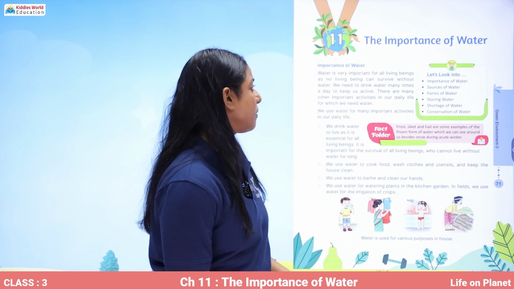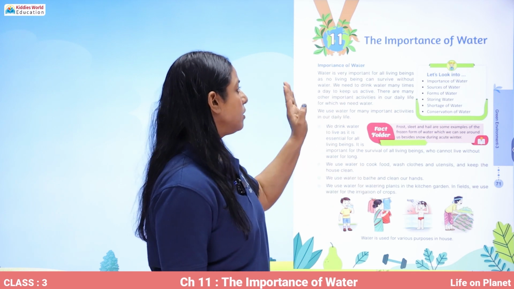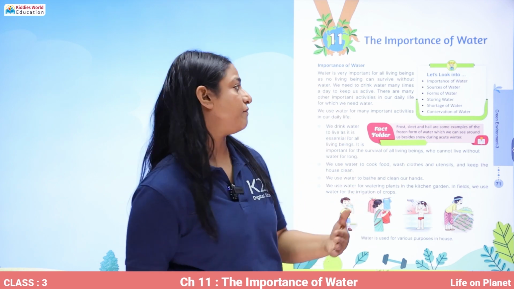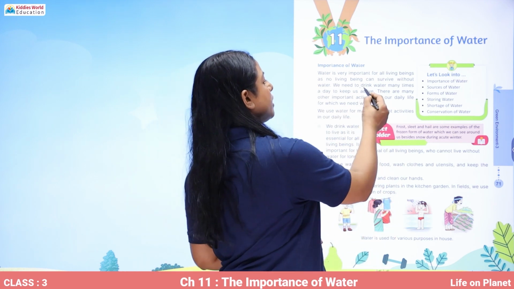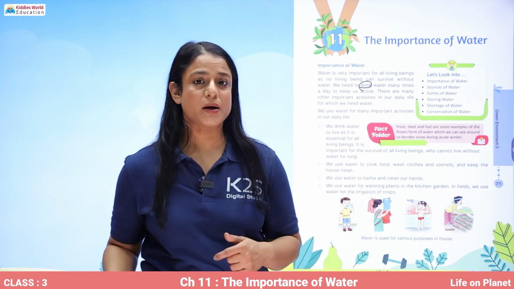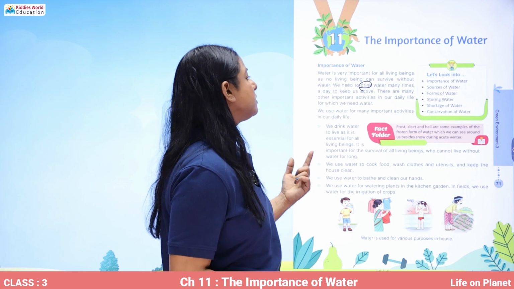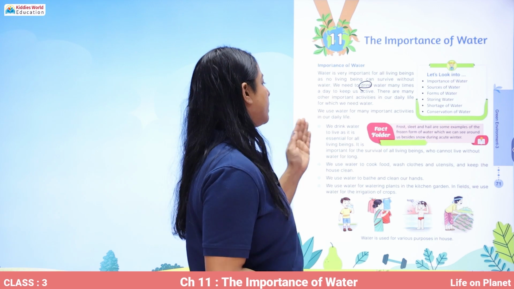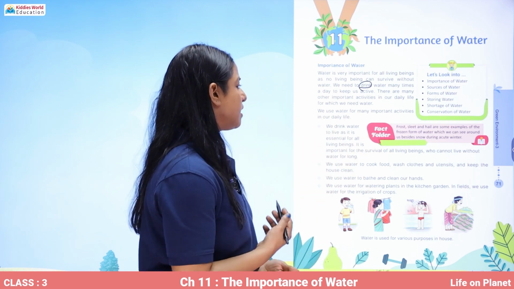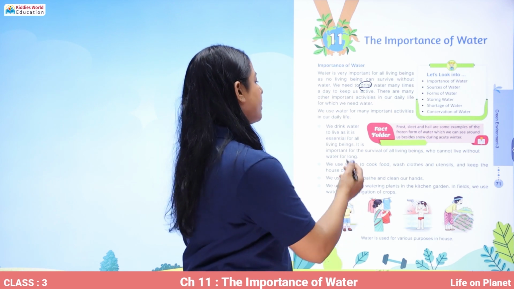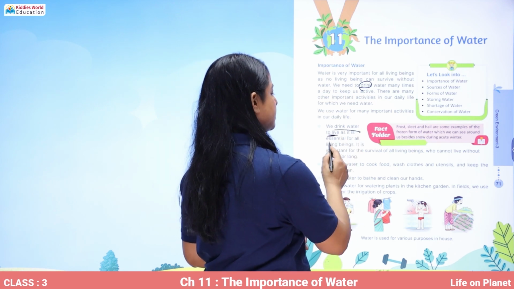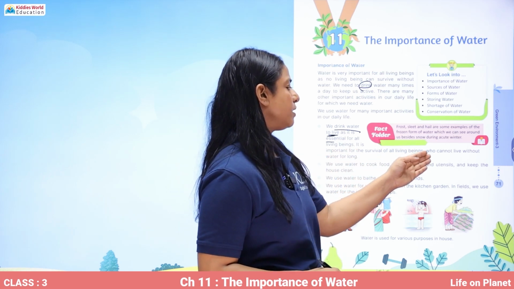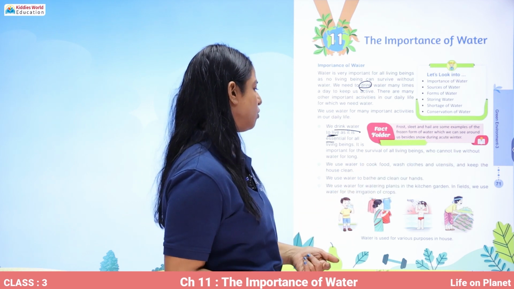Let's start reading this chapter. What is the importance of water? Water is very important for all the living beings, as no living being can survive without water. We need to drink water many times a day to keep us active. There are many other important activities in our daily life for which we need water. So, we use water for many important activities in our daily life. We drink water to live, as it is essential for all living beings, and it is important for survival of all living beings who cannot live without water for long.